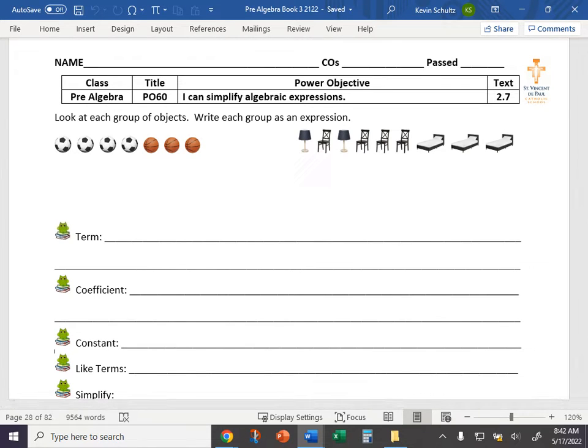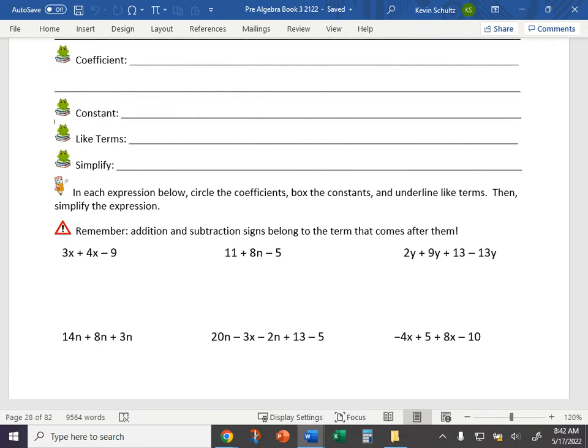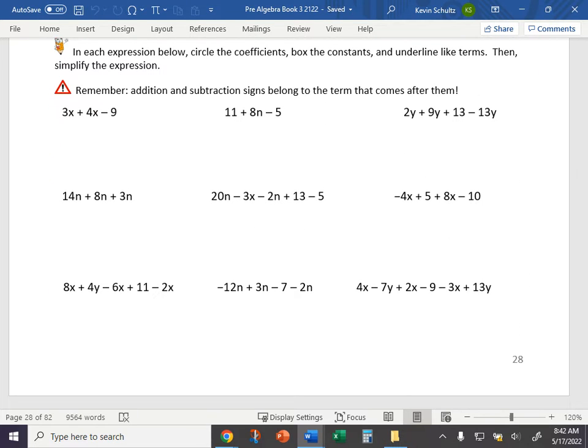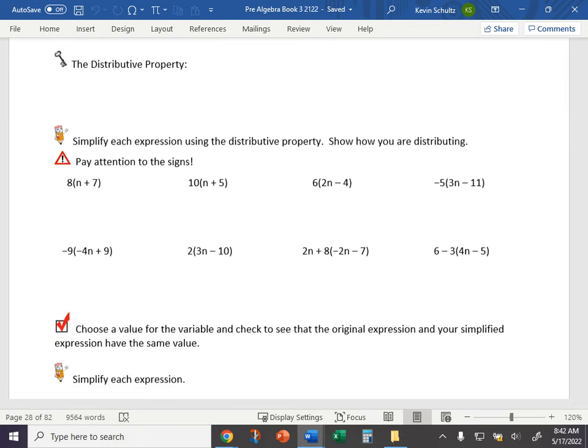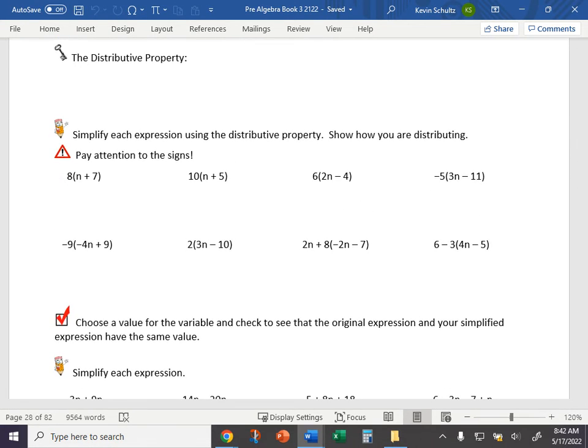Yesterday, we defined all these lovely terms. We looked at combining like terms, simplifying like terms. There's another way to simplify an expression, and it's called the distributive property. It involves parentheses. Okay? So whenever you see parentheses, you're thinking this distributive property. And you've probably seen this before.